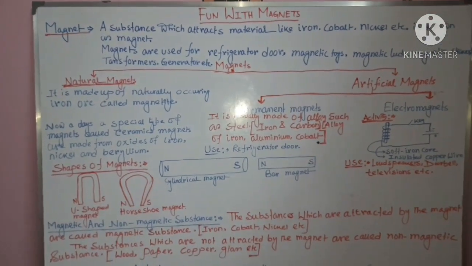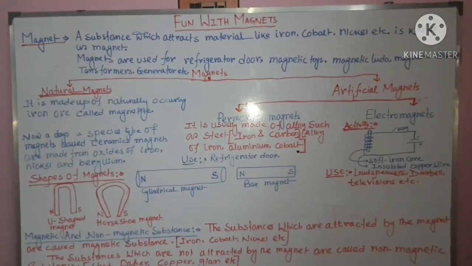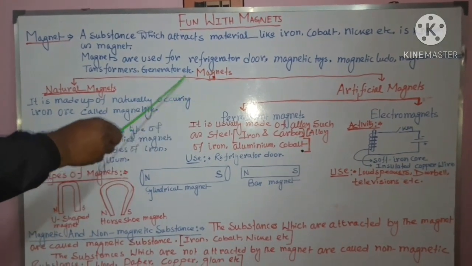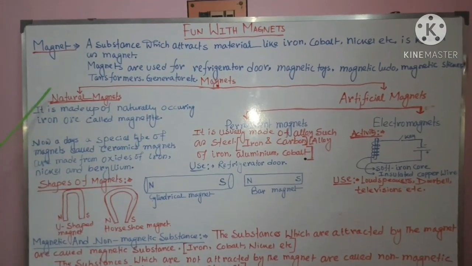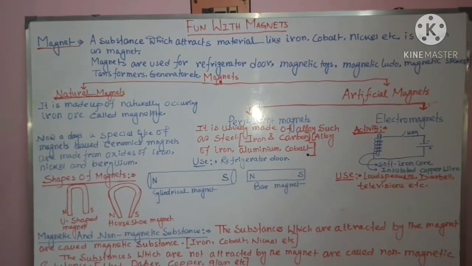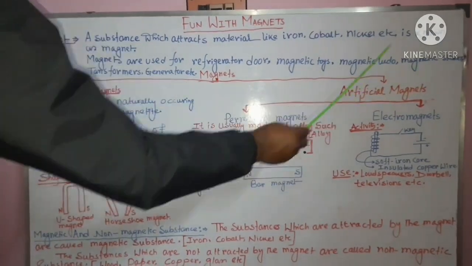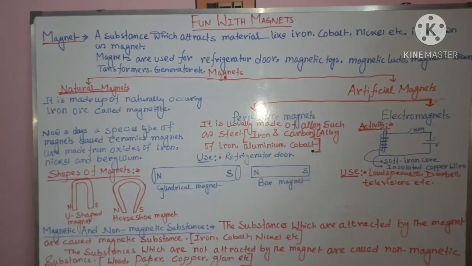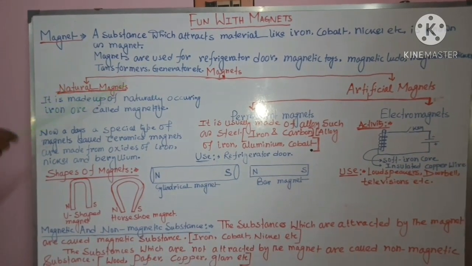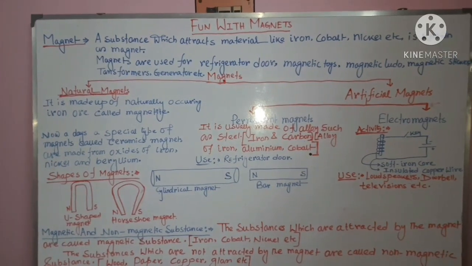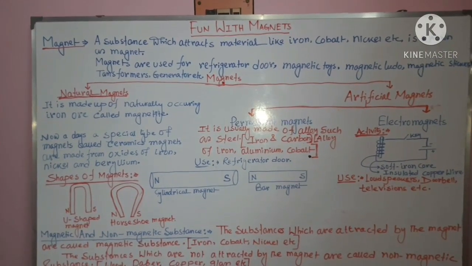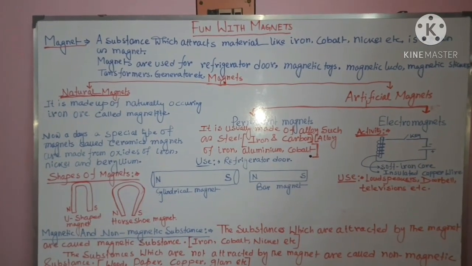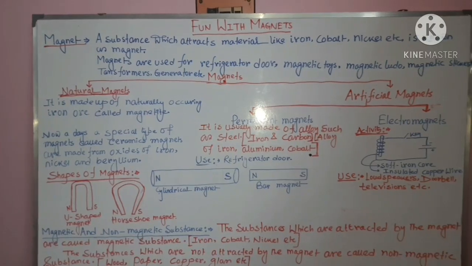Now students, we have to know the classification of magnet. Magnets are classified into two categories. Number one, natural magnet, and number two, artificial magnet. So first, we want to know about the natural magnet. What do you mean by natural magnet? The magnet which we can get from nature is known as natural magnet.